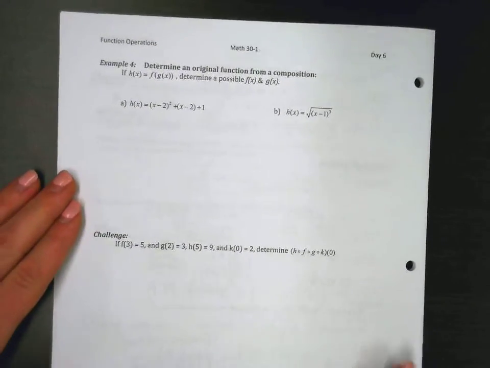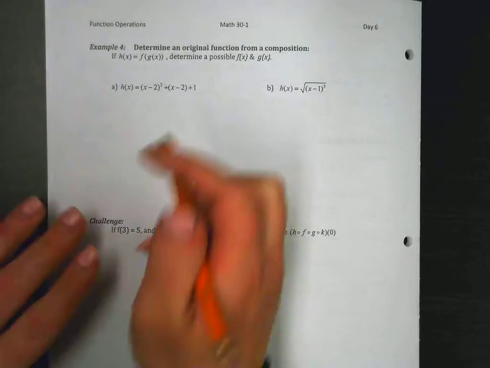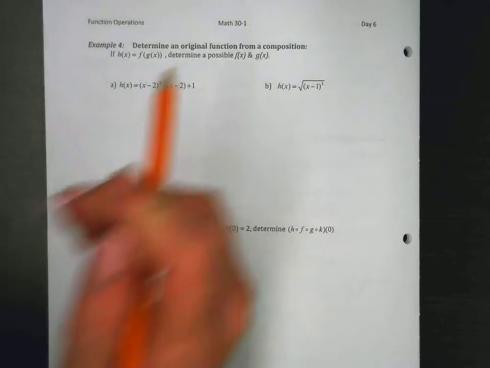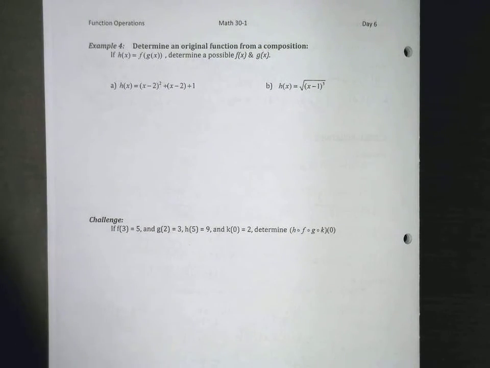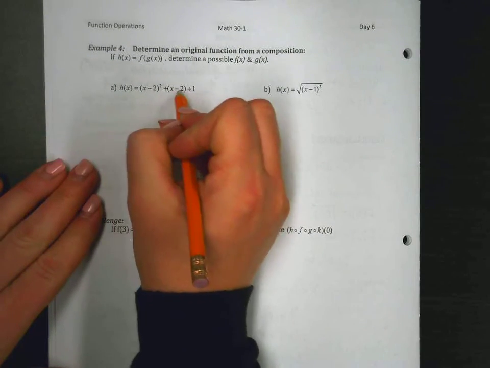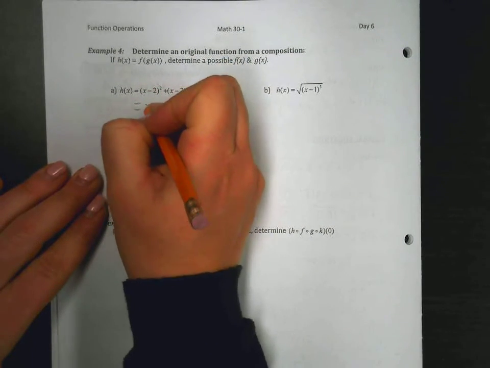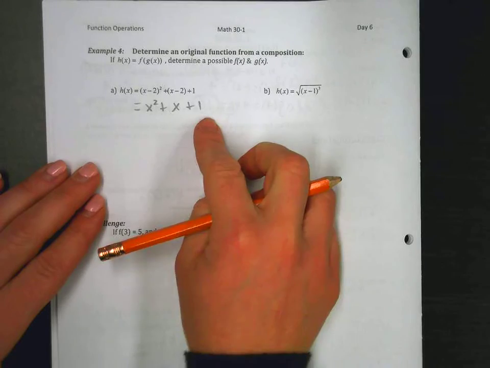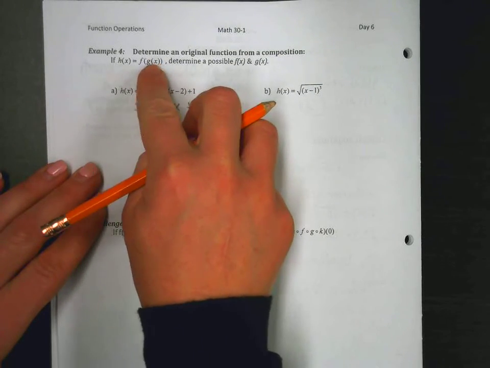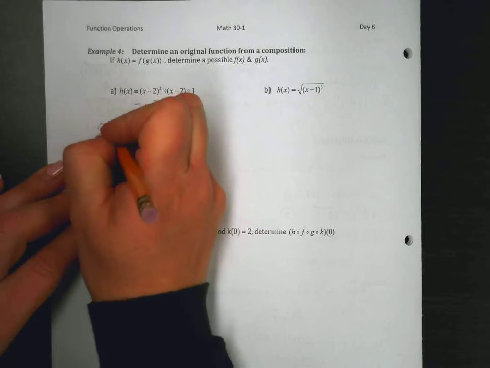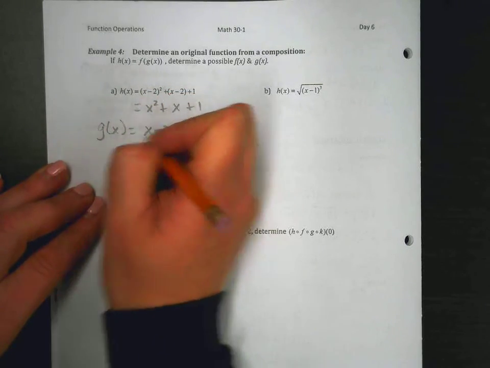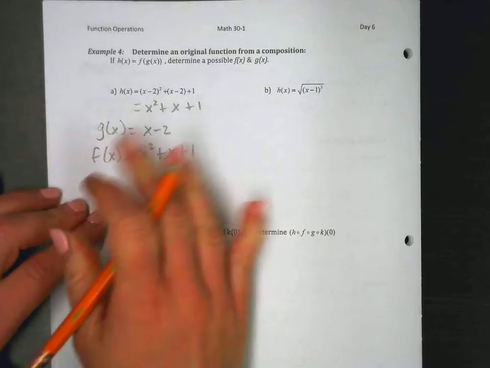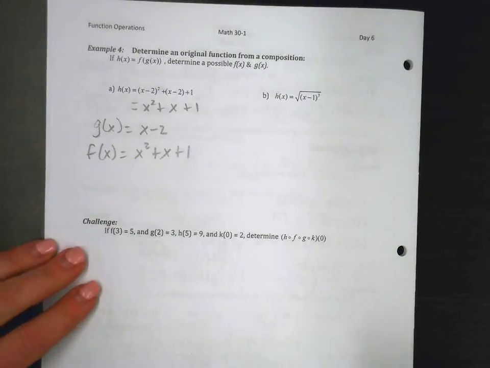Determine an original function from a composition of functions. So if h of x is f of g of x, determine a possible f of x and g of x. So when I look at this, it looks like the x minus 2 has been replaced with an x in this function. So g of x needs to be put into f of x. So g of x would be my x minus 2, and my f of x would be my x squared plus x plus 1. So this is more just like reasoning in order to answer this question.